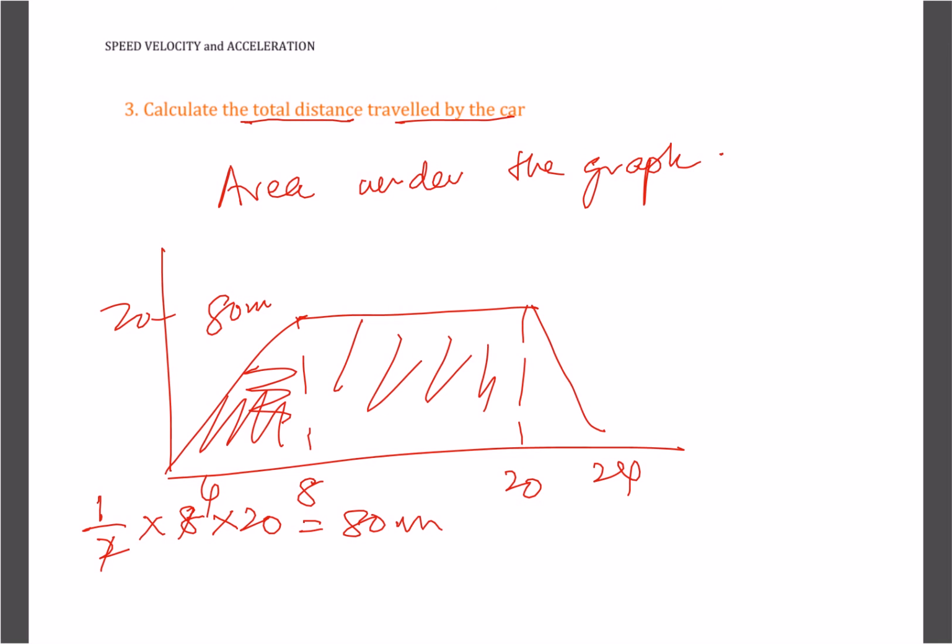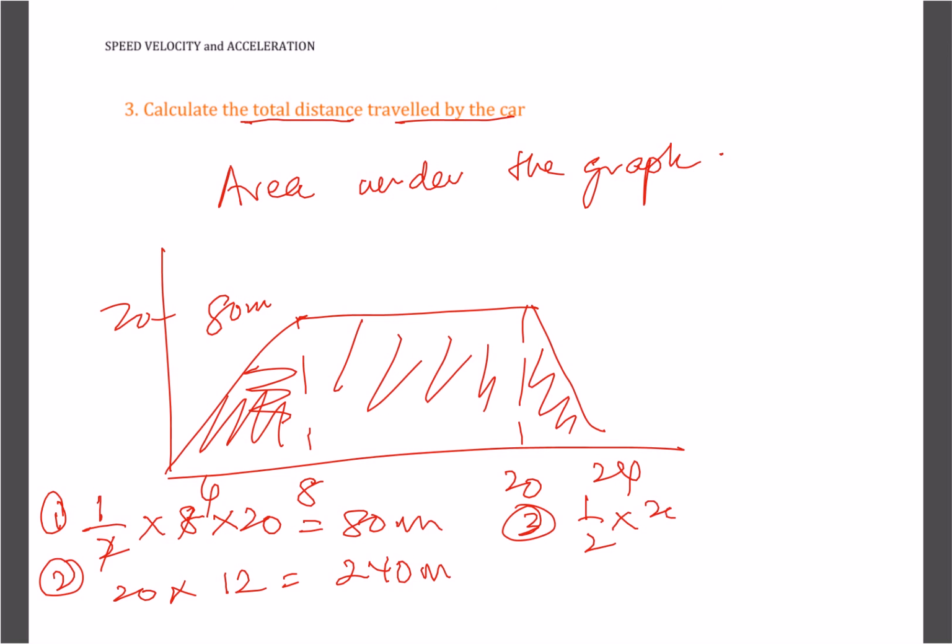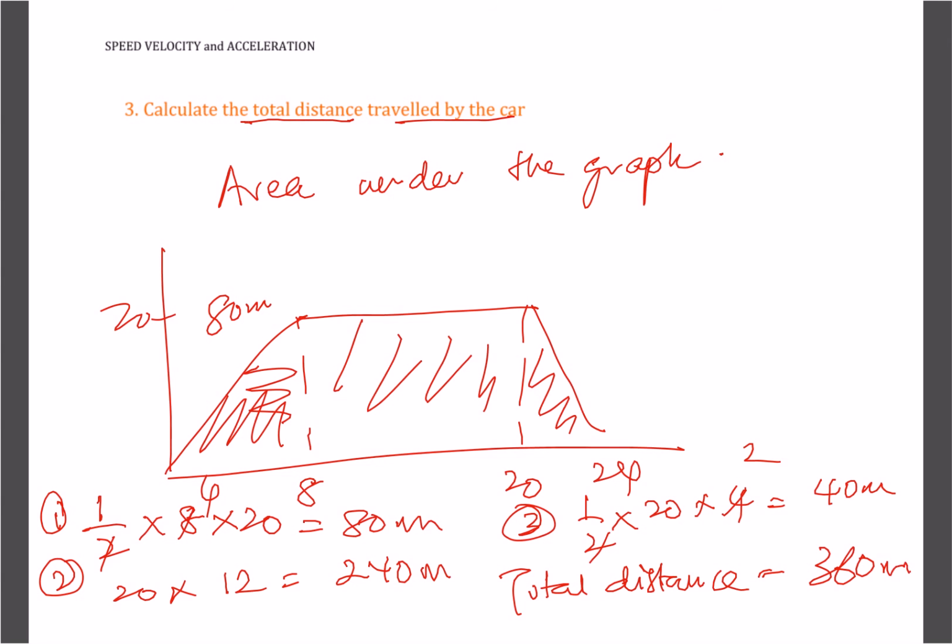And here you have a rectangle, with an area of 20 times 12, which is 240 meters. And the third part again is a triangle. You have half times 20 times 4. We have 40 meters. So in total distance, if you add all these values, will give you 360 meters.